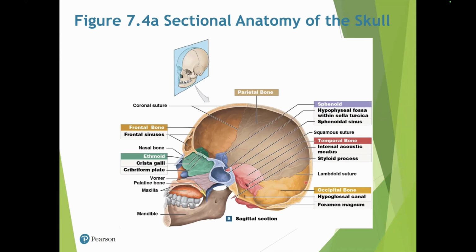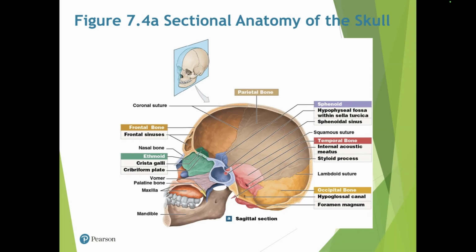Okay, so let's open up the skull and look at it from the inside. Basically, they cut the skull in half. You can see it's a sagittal cross section. And now we can go ahead and view the skull from that inside. You can see the shape and structure of the parietal bones, of the occipital bones, of the frontal bones, and then also of the temporal bone.